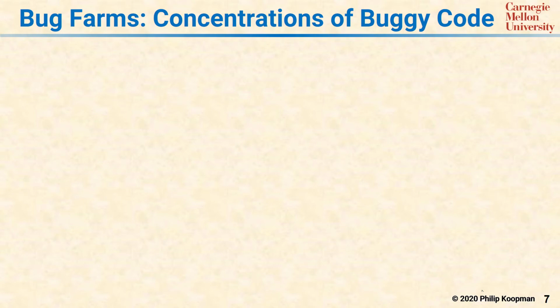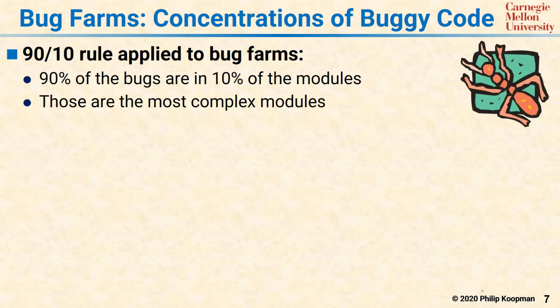Another consideration in system testing is what you do with the bug reports. Sure, you want to fix bugs, but you can often mine the data to actually get more value out of it. And one of the big things you can do in system testing is find bug farms. The 90-10 rule applies to bug farms. 90% of the bugs are in 10% of the modules, at least in a lot of different software that I've heard about.